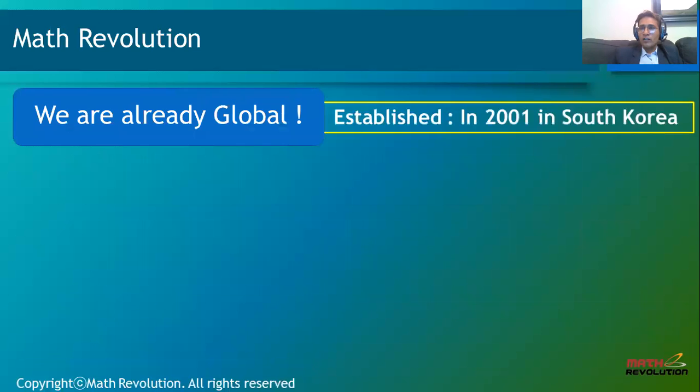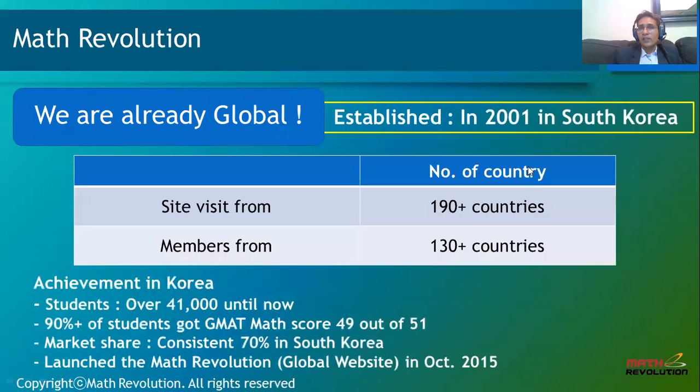Talking about Math Revolution, as I have been telling, we were established in 2001 in South Korea, and our site visitors come from more than 190 countries, and we have members from 130-plus countries. Over 41,000 students have been trained by the experts from Math Revolution, and 90% plus students have scored Q49. That is our major achievement.